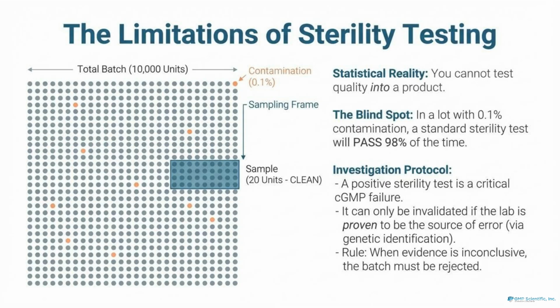Statistically, a standard sterility test will pass 98% of the time, even with 0.1% contamination. Therefore, a positive sterility test is a major failure and can only be invalidated if the lab is proven to be the source of the error.